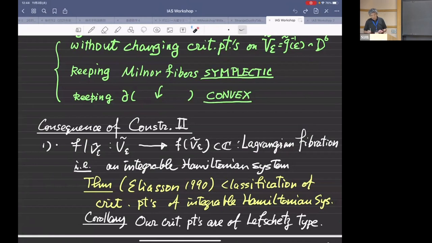The good thing about this construction is that at the final stage, we have the Lagrangian fibration. It is considered a complete integrable system, and the critical point is already classified by Eliasson. Using his result, it is easy to see that our critical point is of Lefschetz type. That is one good point. So by deforming the defining equation of Milnor fibers, we don't have to check that the critical point is of Lefschetz type.